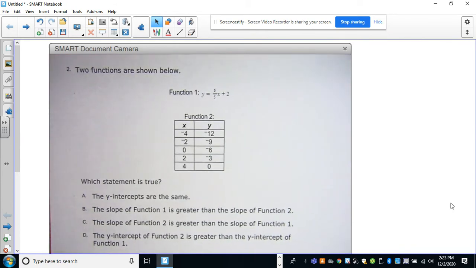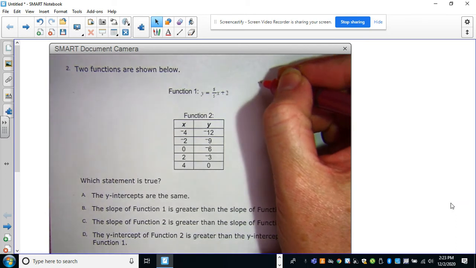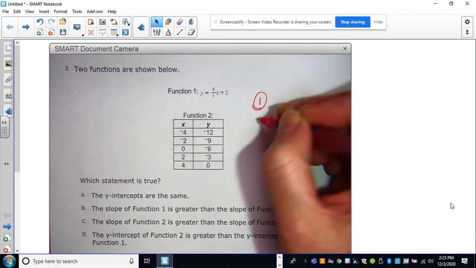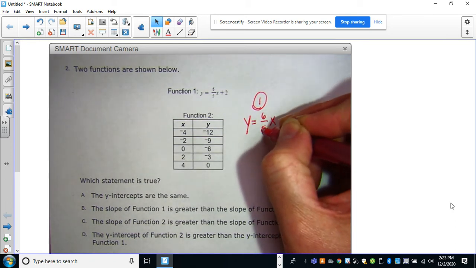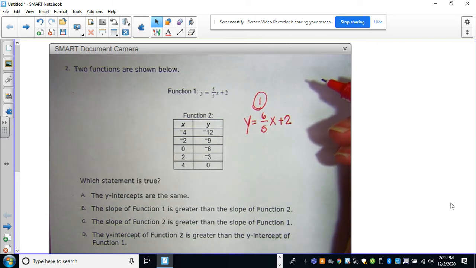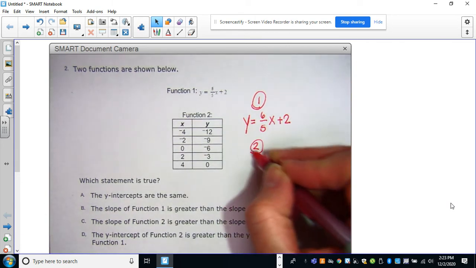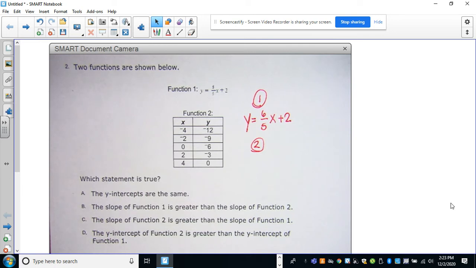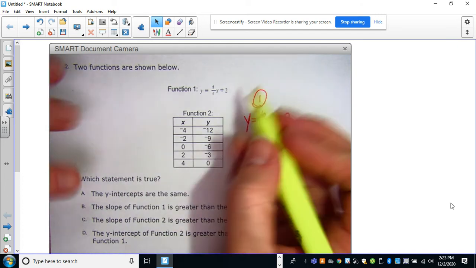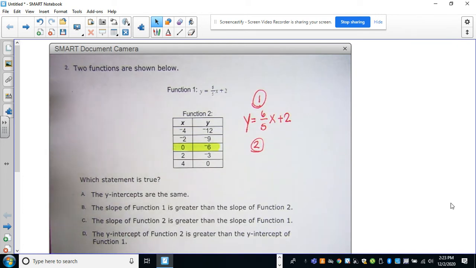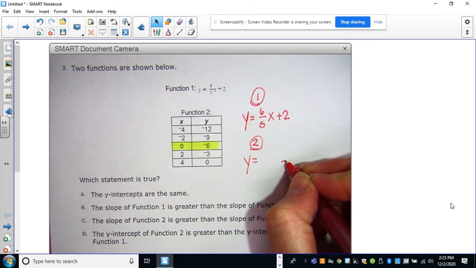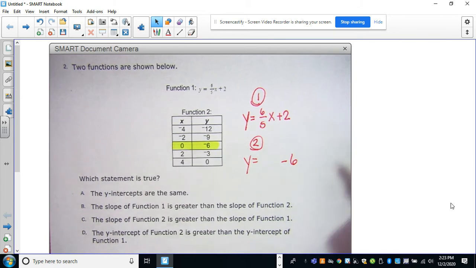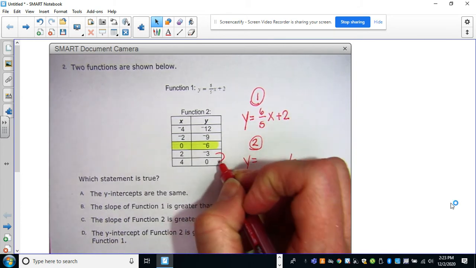Here's another one. This one they're calling a function. So here the first function is y equals 6 over 5x plus 2, 6/5 x plus 2. The second function is a table. So I could find my slope and I can actually find my y-intercept. This is my y-intercept, the -6. So y equals, I'm going to put my -6 out here for my y-intercept, and I'm going to find my slope. I'm just going to pick this section.